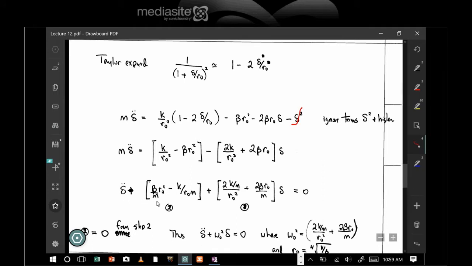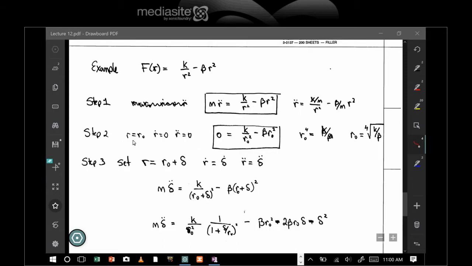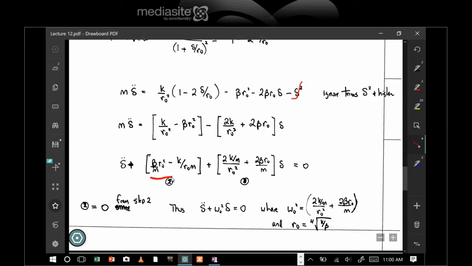I get delta double dot equals this thing, which is a constant. Everything in a bracket times a constant, then everything in this bracket times this. Now take a look at this. Notice I only have R naughts in there. Well, all this stuff is equal to 0. Why? Because of what we had before. In step 2, when we set R equal to R naught, we got this equation. That's the same equation that's in the brackets. Thus, I can set the stuff in the brackets equal to 0.